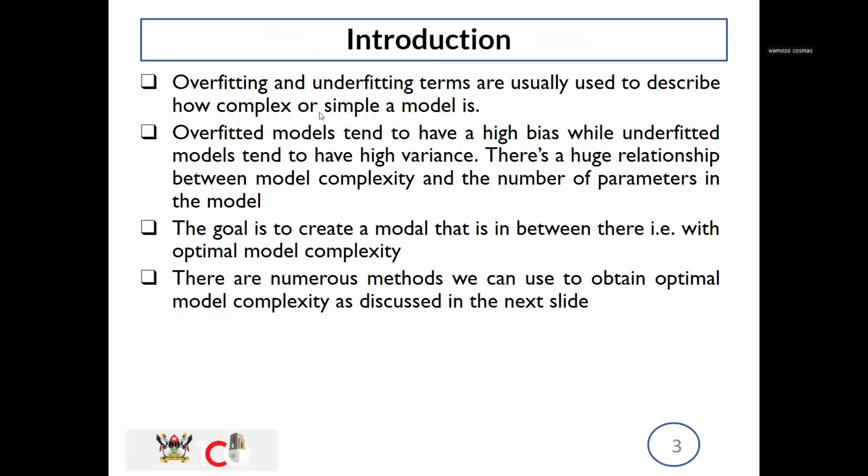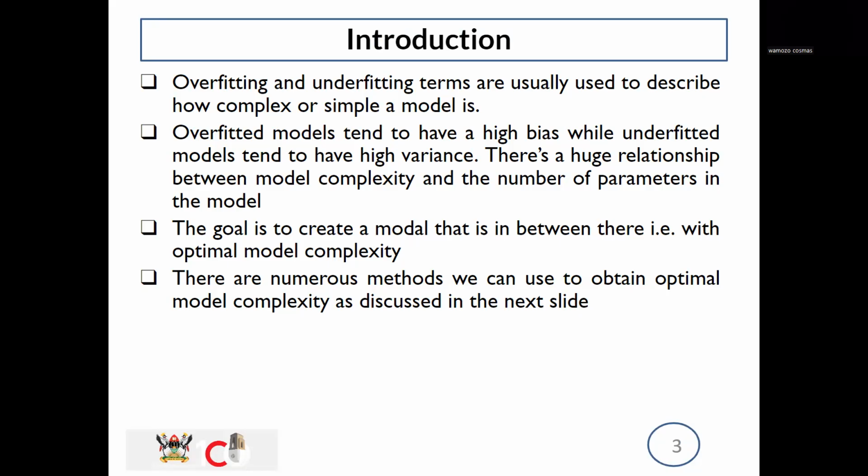For the introduction, I'd like to talk about underfitting and overfitting, which are terms used to describe how simple or complex a model is. Most overfitted models tend to be very complex, and they fail to understand the underlying trend in the data because they are trained on a lot of noise in the data. Underfitted models tend to be too simple, which is caused by high variance.